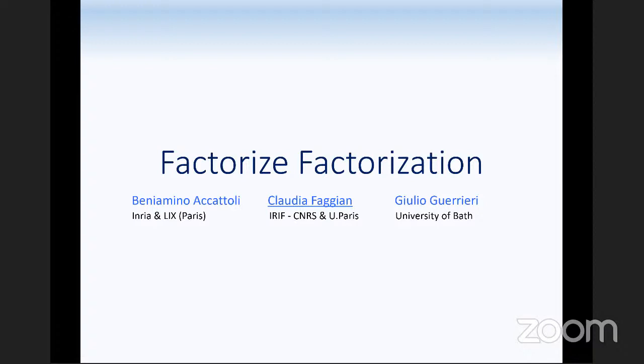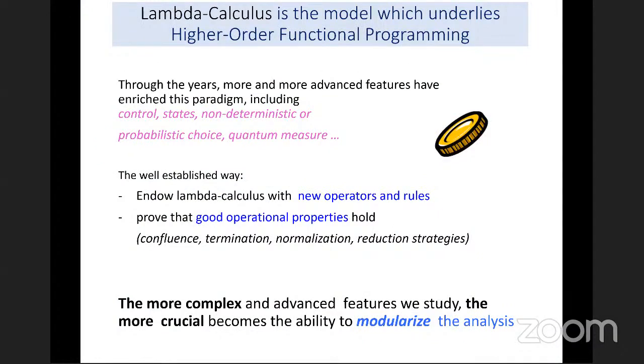So let's put this in perspective. Lambda calculus is the paradigm that underlies higher-order functional programming. And this paradigm has been enriched with more and more advanced features: control, state, non-determinism, probabilistic choice. The well-established way to do so is to endow the calculus with new operators and rules. And then you have to prove that the new calculus has good operational properties. Clearly, the more complex and advanced features we study, the more crucial becomes the ability to modularize the analysis.